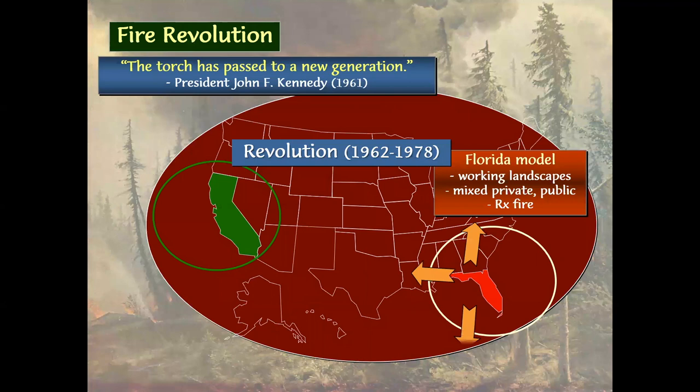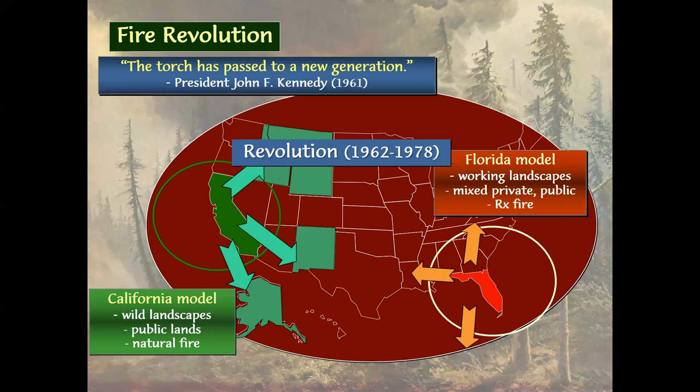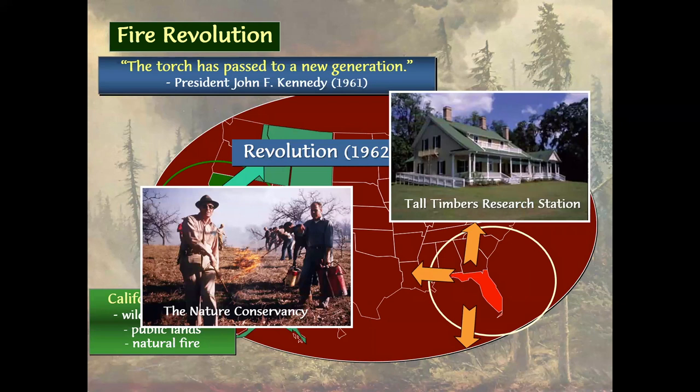So the revolution is two poles, one in Florida, really centered on prescribed fire, private and working landscapes, as well as public, and a California model that really is interested in wildlands, natural fire, and predominantly concerned with public lands. In 1962, the Nature Conservancy conducts its first burn, a prairie in Minnesota, and the Tall Timbers Research Station, a privately endowed operation, begins a series of fire ecology conferences. An alternative voice to the Forest Service, and it's astonishing how quickly the old regime collapses.